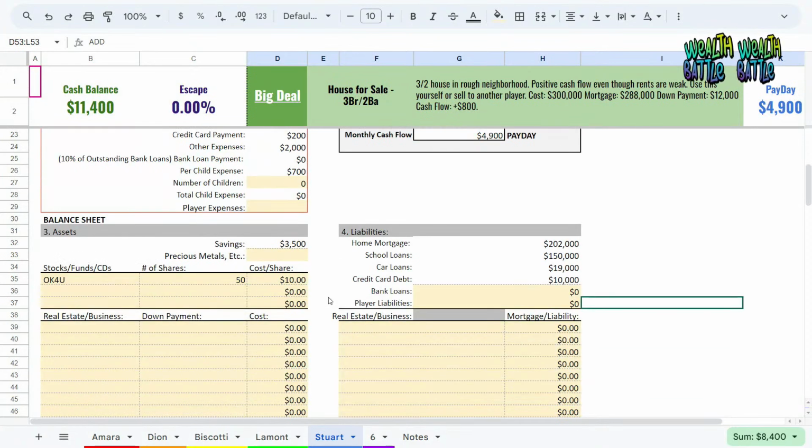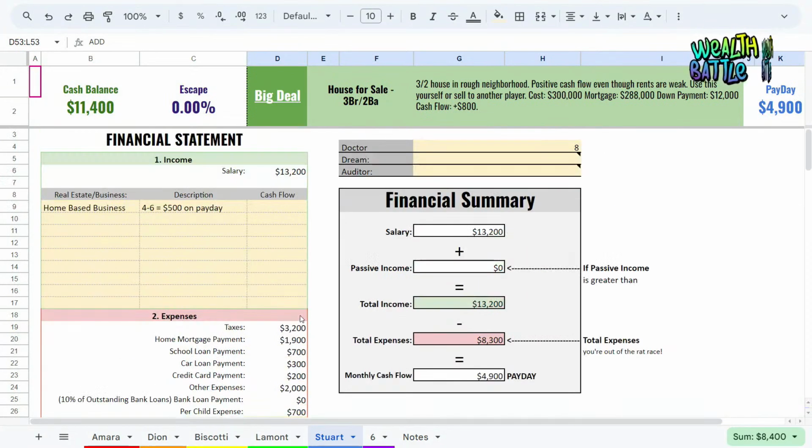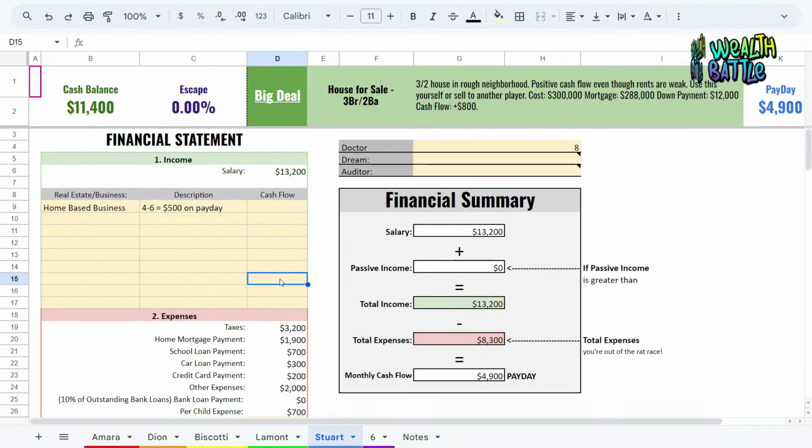Yeah. Anyway, so here's the big deal. A 3-bedroom, 2-bath house in a rough neighborhood has positive cash flow even though the rents are weak. You can use this yourself or sell to another player. Cost is $300,000, down payment's $12,000, and the cash flow is $800.